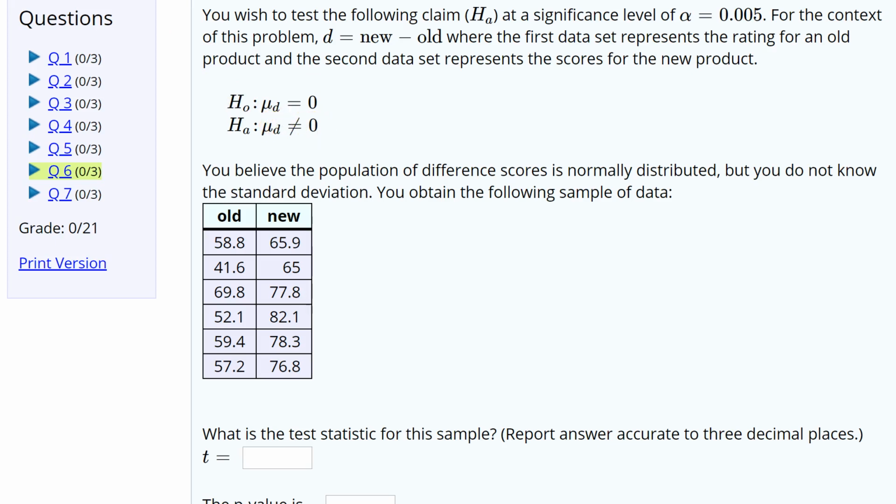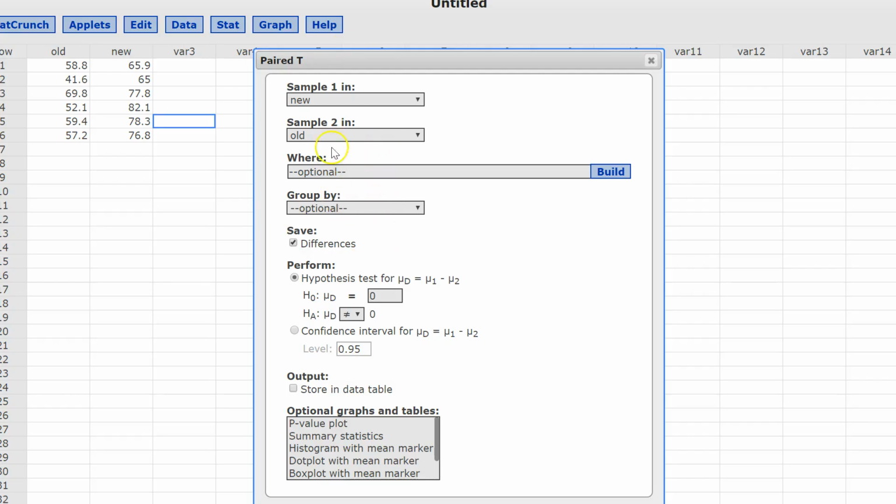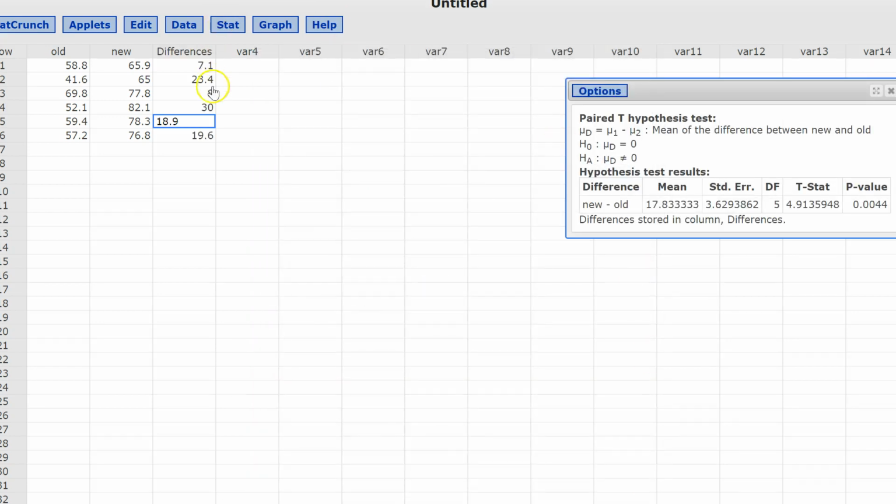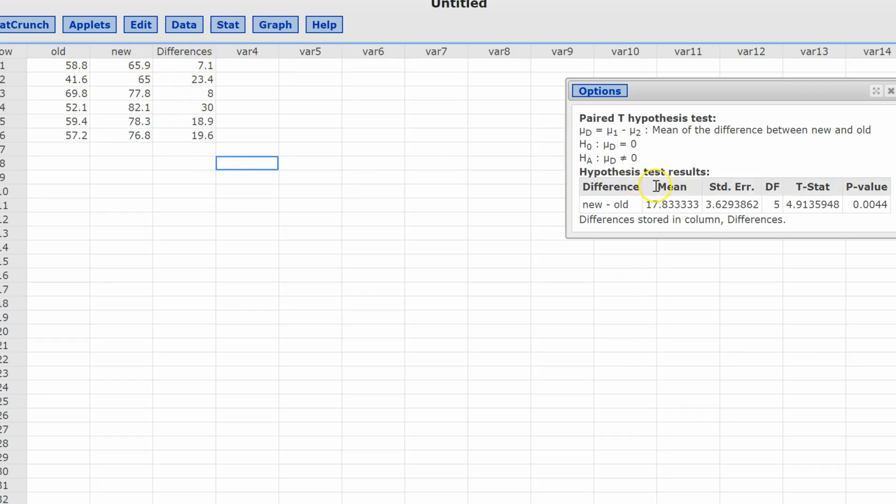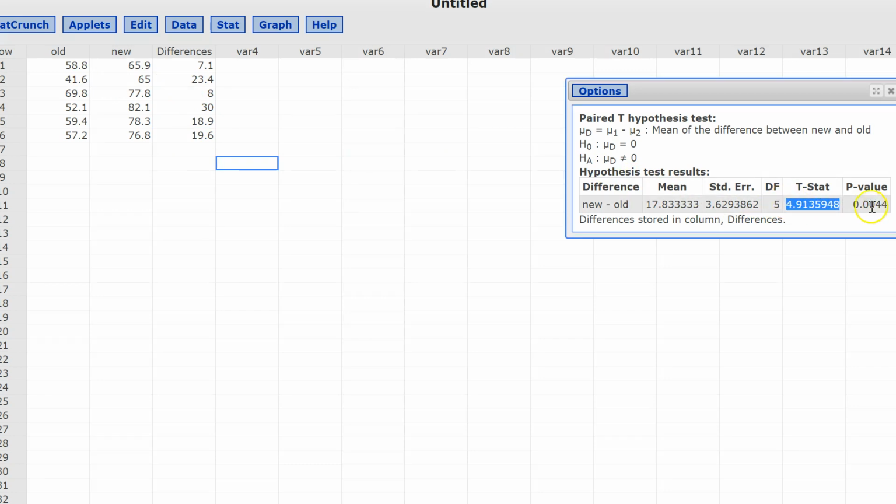And we are using a not equal to, so just trying to show a difference between these two measurements. So you'll see when we do the differences, it'll subtract new minus old and put the differences right next to it. And here is our information we need, our test statistic, t, and our p-value.